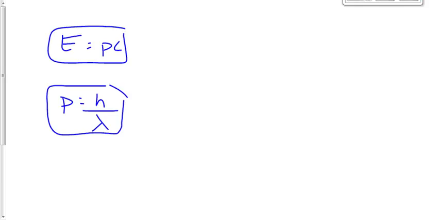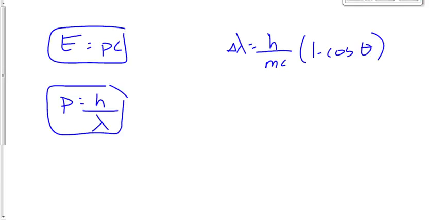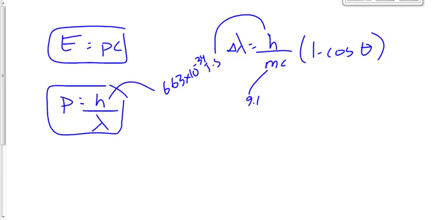Now, there's another equation as well, much, much harder to derive, and it comes not just from energy, but from the law of conservation of energy and conservation of momentum. And it looks like this. Delta lambda is equal to h over mc times 1 minus cosine theta. h in both cases is the joule-seconds value of Planck's constant, 6.63 times 10 to the minus 34. m would be the mass of the electron, and c would be the speed of light.